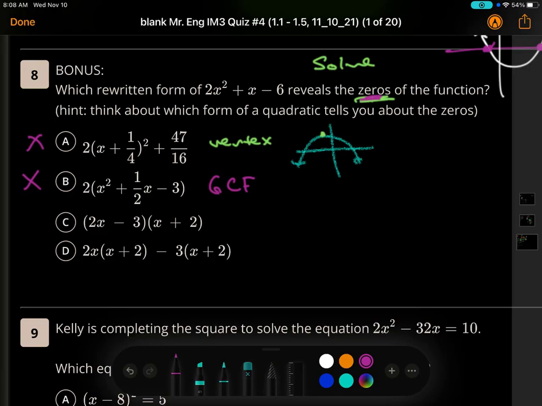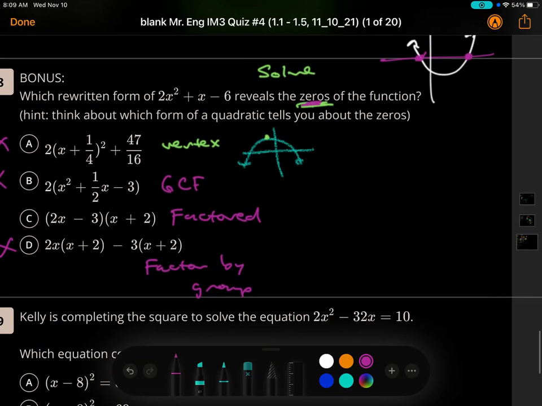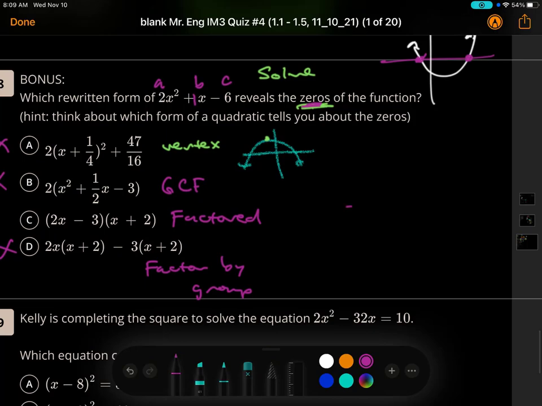So that's not ours. Okay, C, this one's better because I at least have factored form. That's better. And this one is, you can call it factoring by grouping, but you'll see why D is wrong. Let's go ahead and just factor this. So A, B is 1, and C is -6.